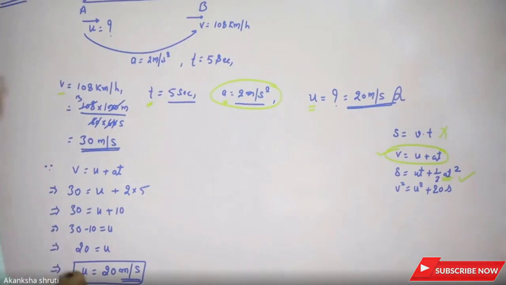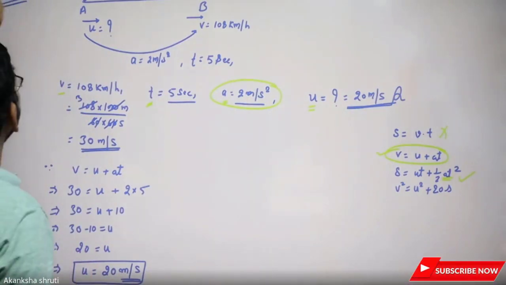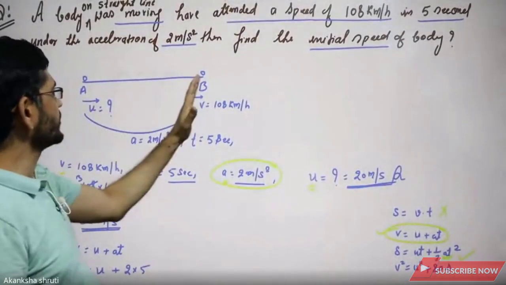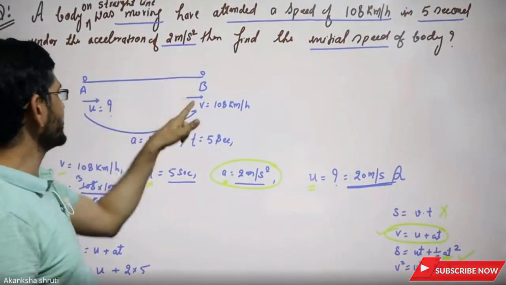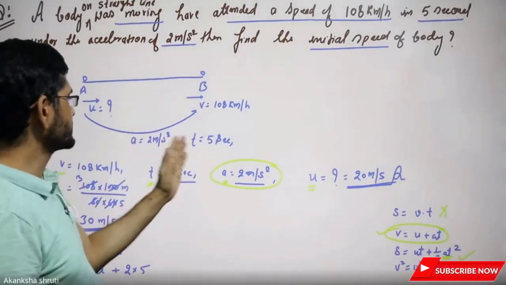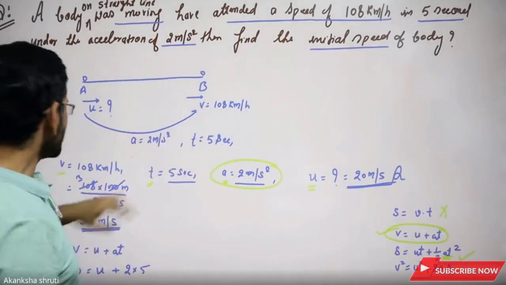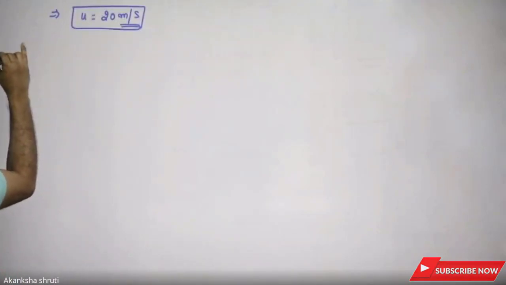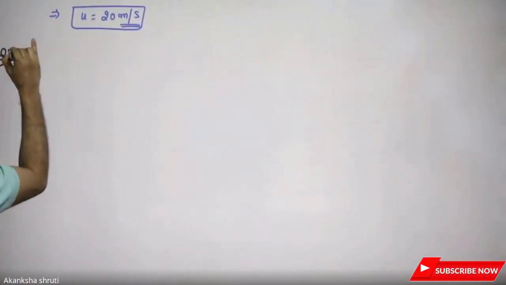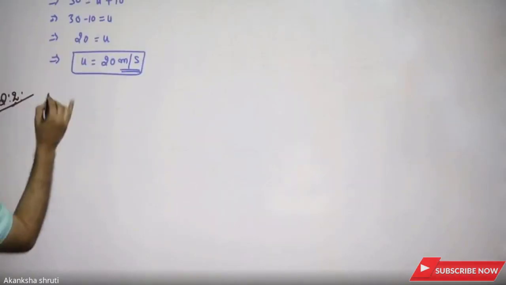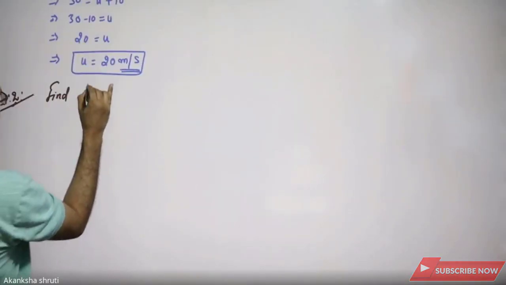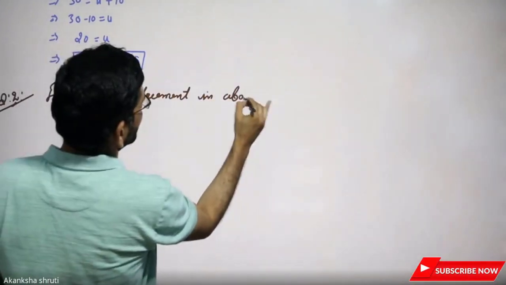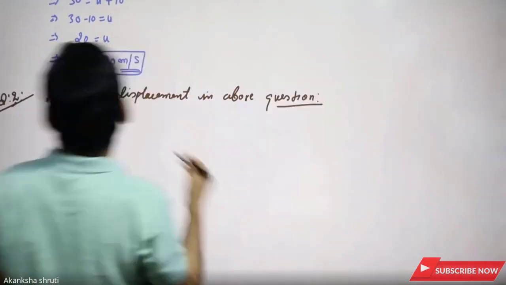Now it may be asked: find the displacement covered in this duration, when the speed has changed in this way. So what was the displacement? Students, write down question number 2: find the displacement in the above question.